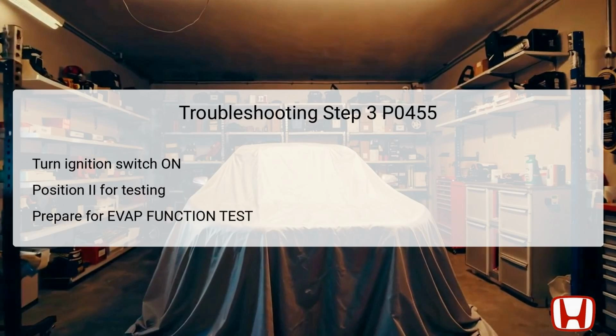The third troubleshooting step is straightforward. Turn the ignition switch to the on position, specifically to position 2. This action powers the vehicle's electrical systems, preparing them for further diagnostic procedures. It is essential that all vehicle electrical systems are fully operational before proceeding to the next step.